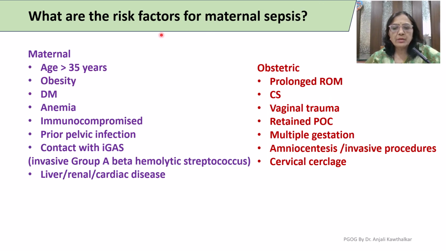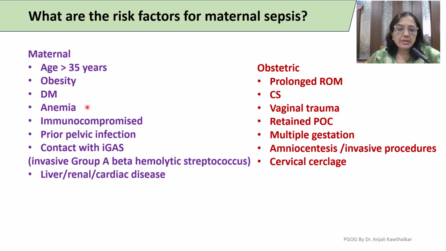Now coming to the risk factors for maternal sepsis. We can divide the risk factors into maternal risk factors and obstetric risk factors. In maternal risk factors: elderly patient, obesity, diabetes, anemia. I have seen so many cases of anemia. With anemia, there is a reduction in our body's defense mechanism, and the immune system is weak. I have seen severe anemia patients dying either of hemorrhage or sepsis. I have seen both scenarios.